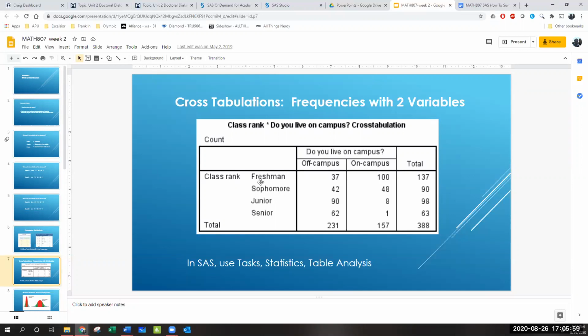And we can see that this is technically ordinal level, right? Because there is a ranking to these. Freshman comes first, then sophomore, then junior, then senior. And then this would just be straight nominal because it's basically you lived either off campus or on campus.